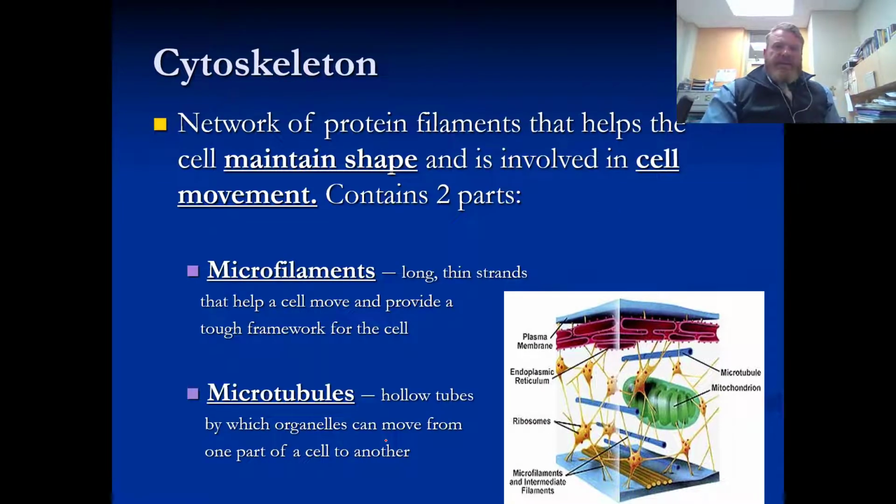Cytoskeleton. This is something that will help maintain the shape and structure of the cell. Microfilaments are long, thin strands, so that would be these here. The microtubules, just like it sounds, are tube-shaped structures. It's going to be right there.